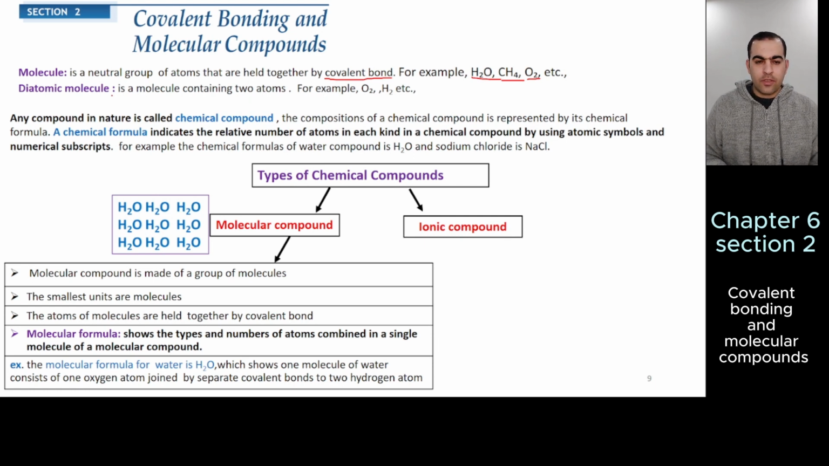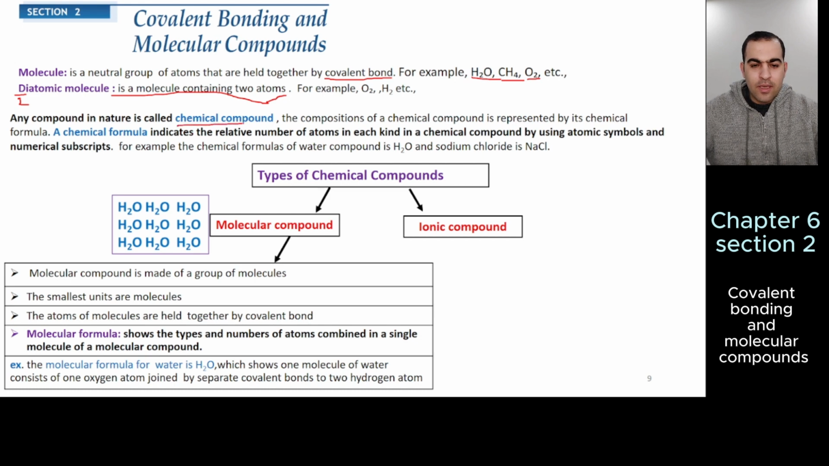A diatomic molecule is a molecule containing two atoms. If a molecule is made of only two atoms, it is called what? A diatomic molecule. Di means two. When two atoms are held together by a covalent bond, it is called a diatomic molecule.